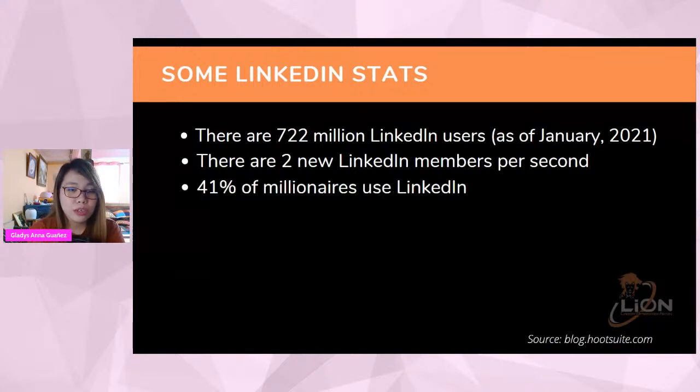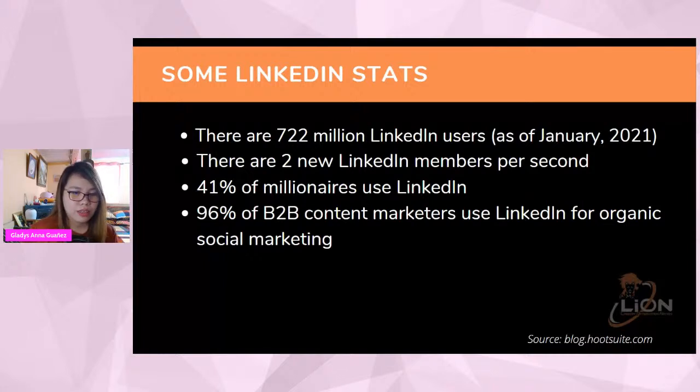Now, 41% of millionaires use LinkedIn. Kasi nga 'di ba, sabi kanina 4 out of 5 of the users are decision makers. So most probably yun yung mga high level people. So that's why 41% ng users are millionaires din. So they're most probably mga business owners, entrepreneurs, and all that. Now, sabi rin ganun, 96% of B2B content marketers use LinkedIn for organic social marketing. So, 96% ng B2B. B2B means business to business if you're not familiar. So, yung mga content marketer daw in that industry use LinkedIn for organic social marketing.